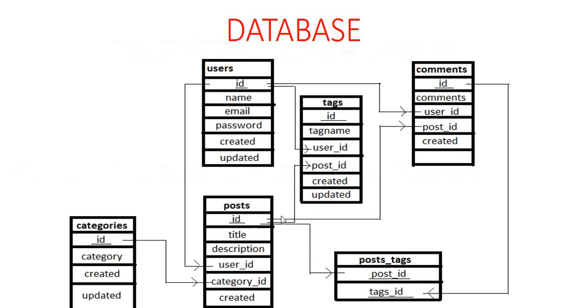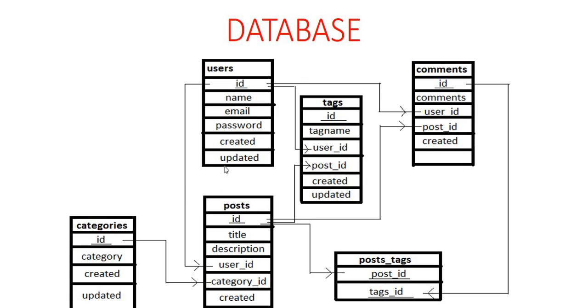So this is our database. I have created 6 tables. One is for storing details of users, posts is for storing the details of posts, categories is for storing the categories, tags is for storing the tags, and the comments table is for storing the comments. Then post tags can be considered a bridge table which combines two tables, posts and tags.